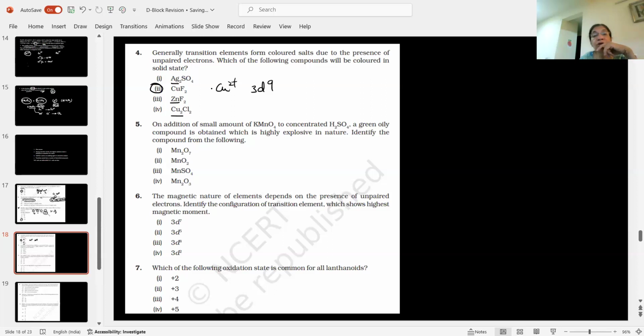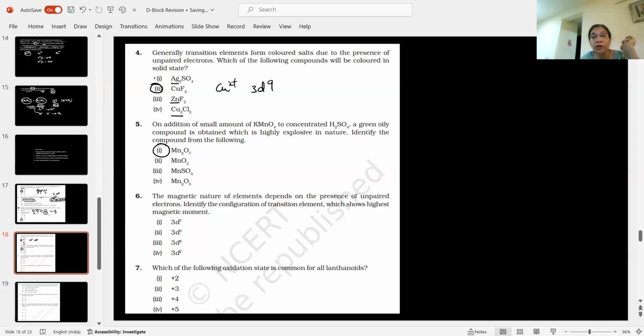On addition of a small amount of camphor to concentrated H2SO4, a green oily compound is obtained, which is highly explosive in nature. Identify the compound. I think it is Mn2O7. Answer is Mn2O7.